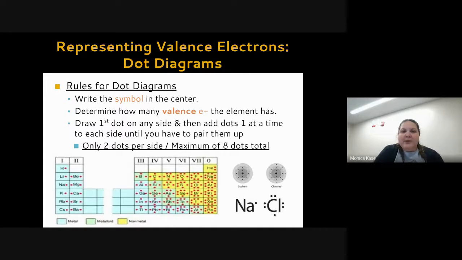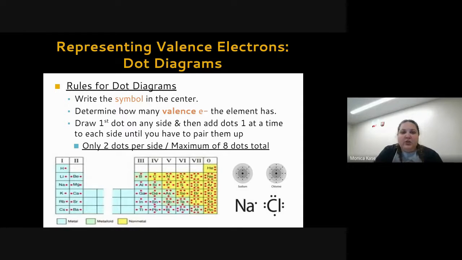Then you're going to determine how many valence electrons that element has. So in the case of sodium, Na, it is in that first column, so it has one valence electron. You're going to draw the first dot on any side and then add one dot at a time on each side until you have paired them up. Only 2 dots per side and a maximum of 8 dots total. So because sodium only has one valence electron, it's only going to get 1 dot.